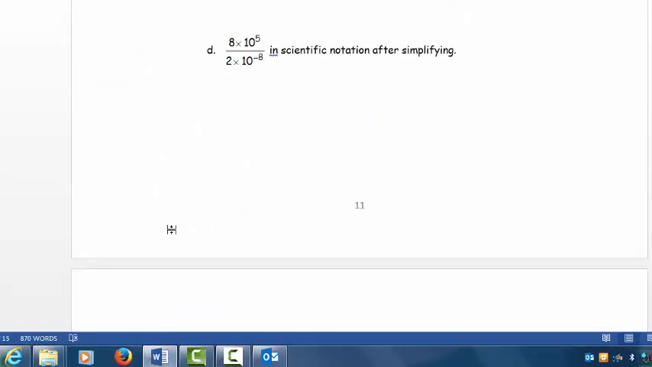Here we have Part D. We will divide 8 by 2 and get 4 times. In a division problem, and that's what this is, 10 to the 5th divided by 10 to the negative 8, because the base, 10, is the same for each exponential factor, we subtract the exponents.